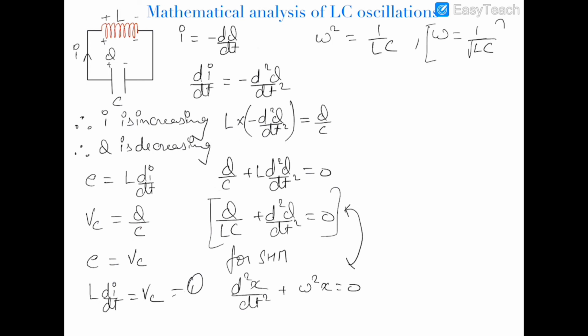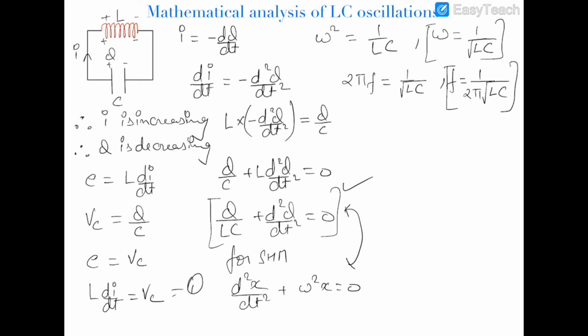Now you can see that omega is 2 pi f and it is equal to 1 upon root LC, while f is equal to 1 upon 2 pi under root LC. So this is the frequency with which this charge and this current will oscillate in these LC oscillations, and this is the equation of oscillation for this LC system.